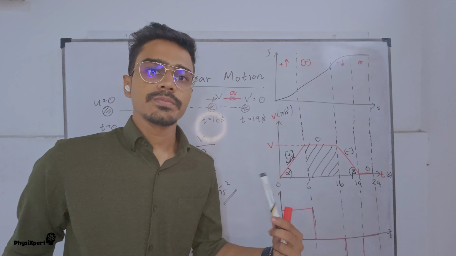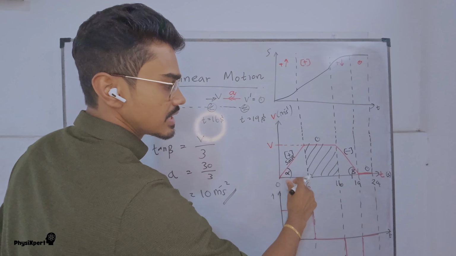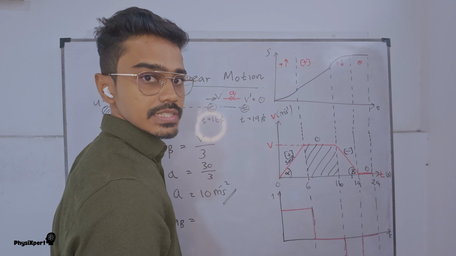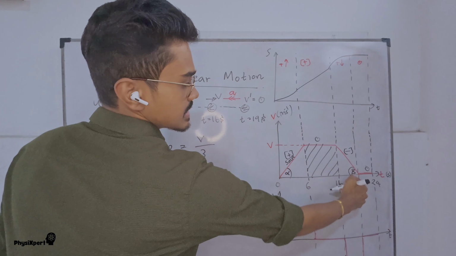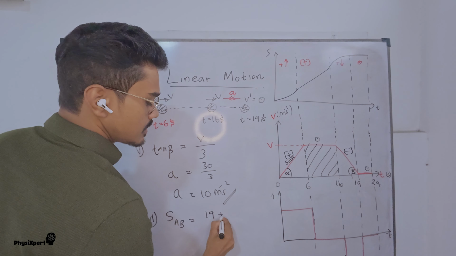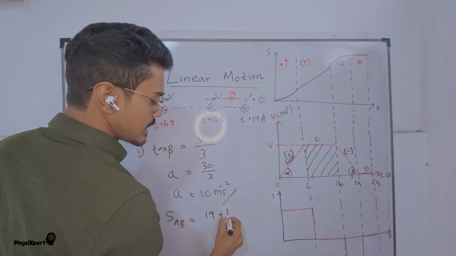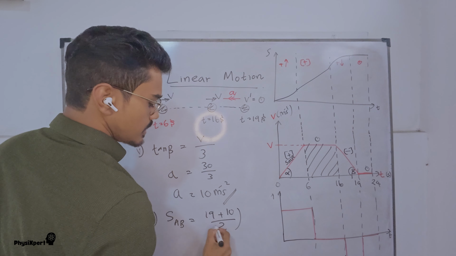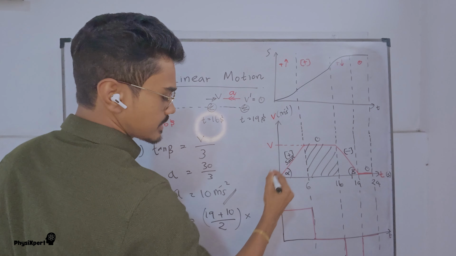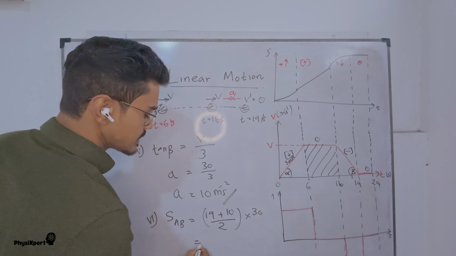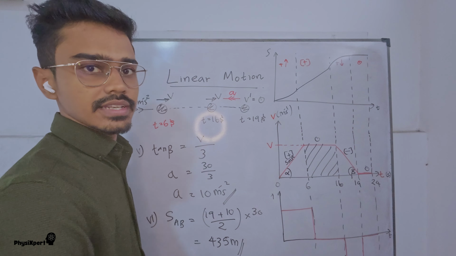What's the distance between points A and B? The total area under this curve is a trapezium. This is 19. Thus, the area is 10 over 2 into the perpendicular height 30. Simplify this, and it gives 435 meters.